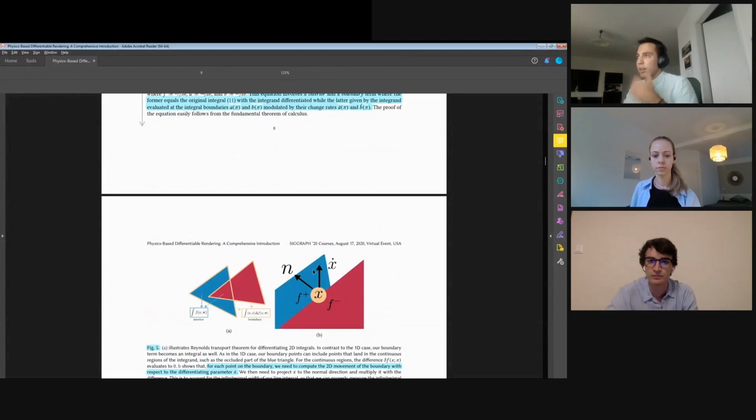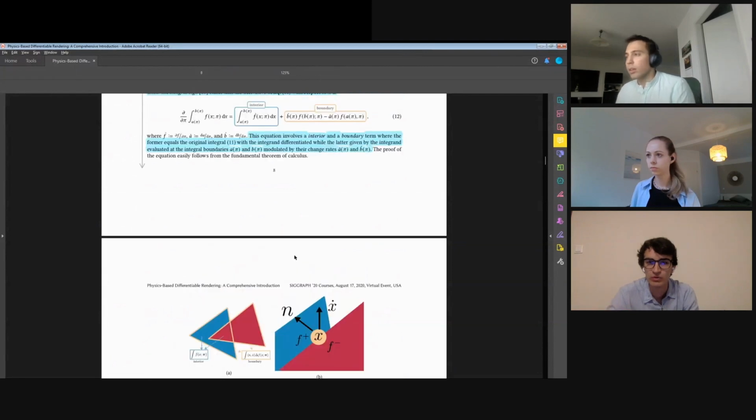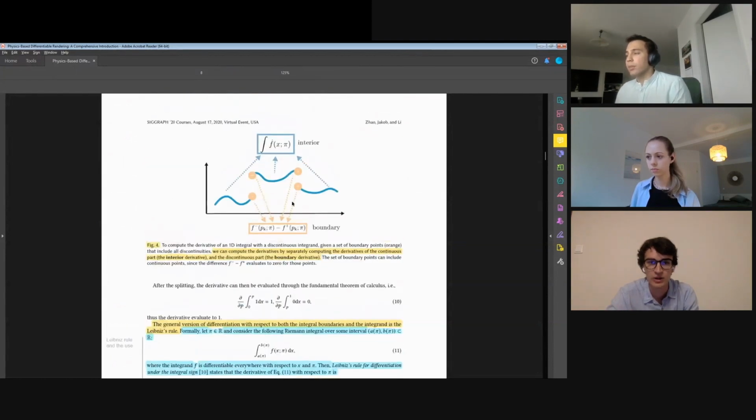I think there is a slide also in the course notes. Yeah, it's figure 4 actually. I just looked it up. So if you skip to figure 4, I think that really nicely illustrates your point.